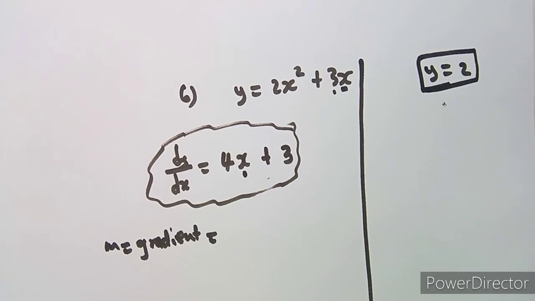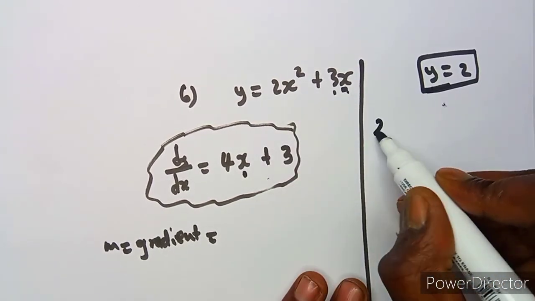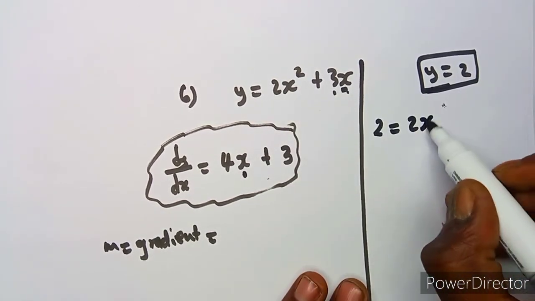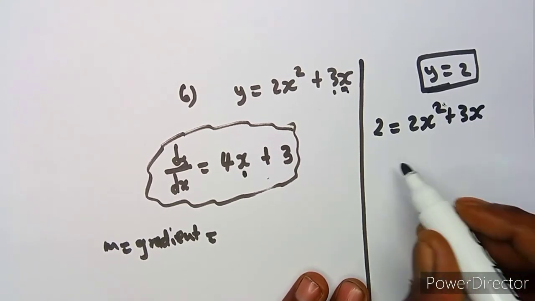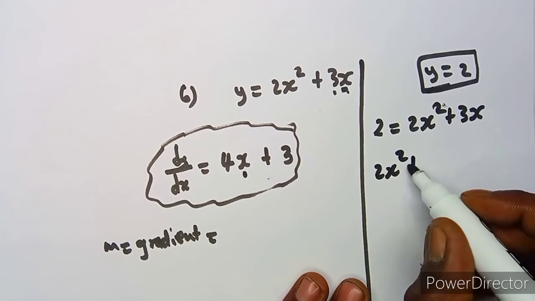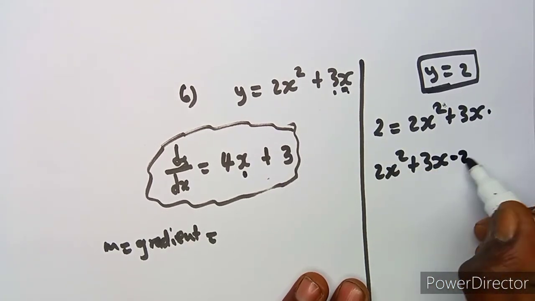So that means I'm stuck. So what am I going to do? All right, simply substitute this value of y into the original equation. 2 is equivalent to 2x squared plus 3x. That means I have formulated an equation where I can solve for x. In this case, moving 2 to this side, it is going to be negative 2 is equal to 0.